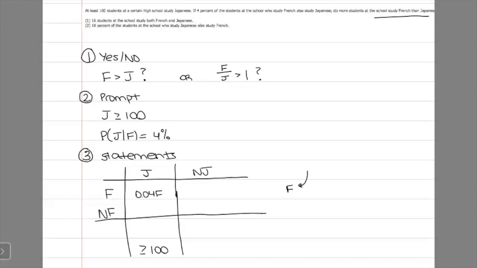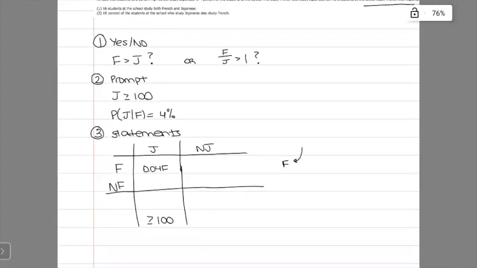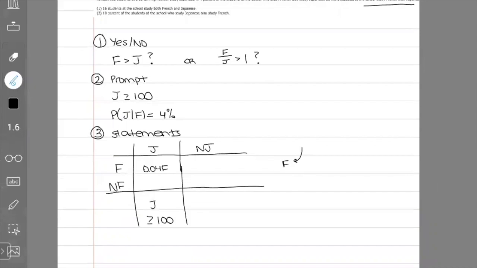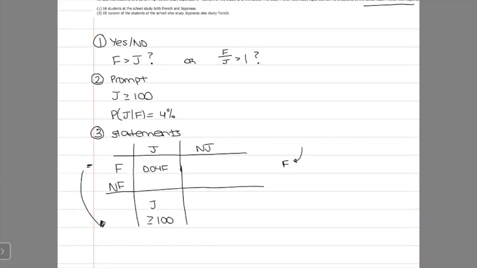So we want to know, is the total of French bigger than the total of Japanese? So basically we want to know, is F bigger than J, which we know is bigger or equal to 100. But really this doesn't actually tell us much because we don't know the relation of this one to this one. So for example, you could have maybe 100 French people, and that would make this one value 4. Or we could have 50 French people, and that would make the number lower. So that really doesn't tell us anything useful.